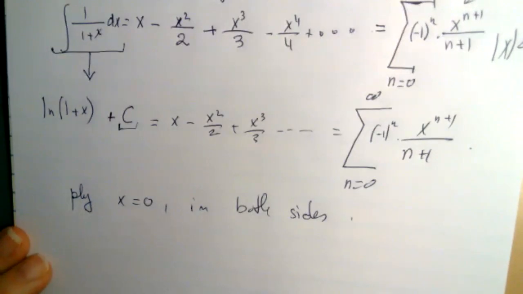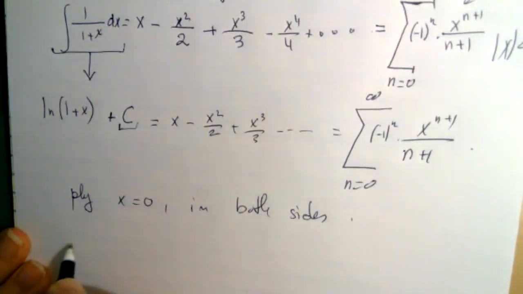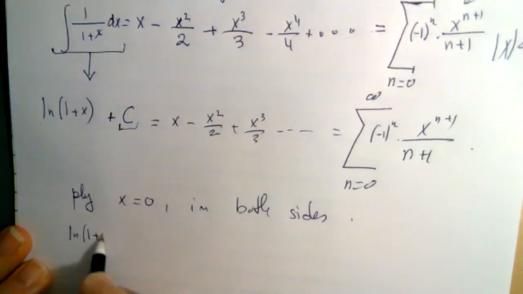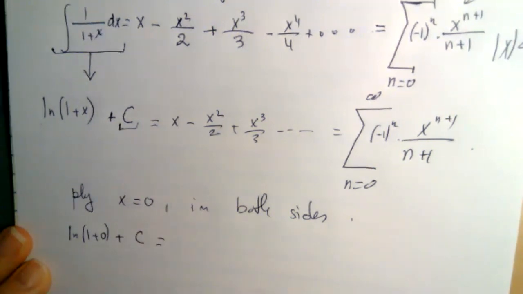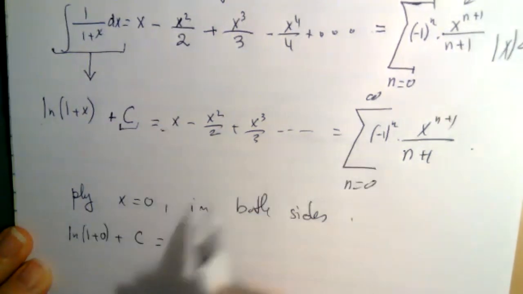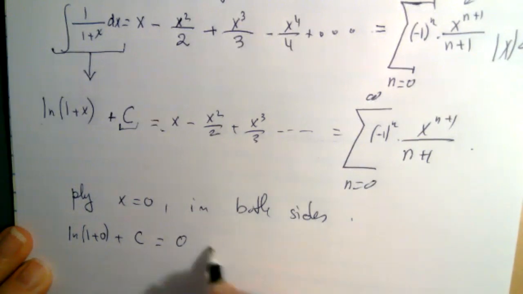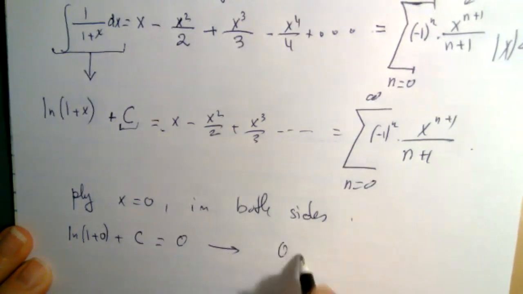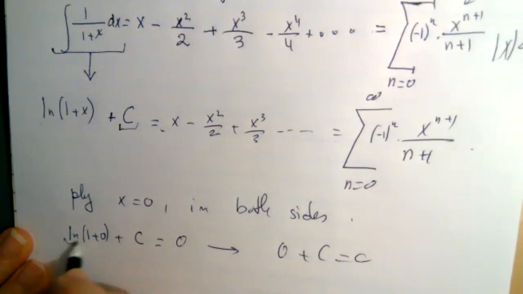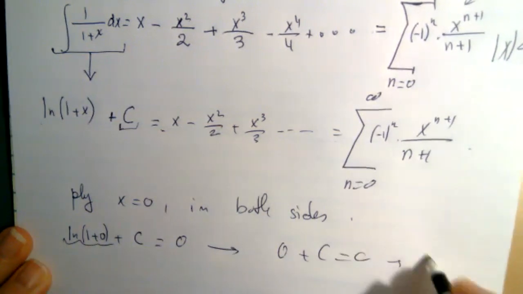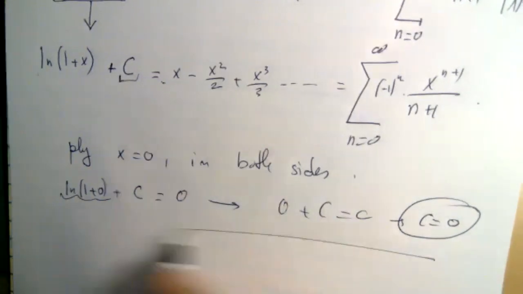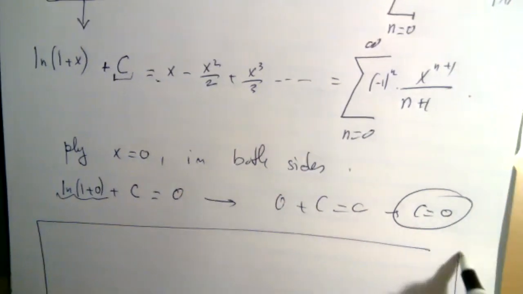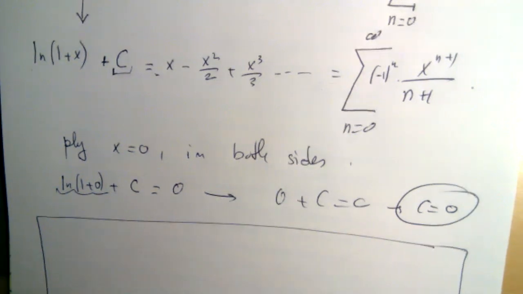And see if this will give me a c. If I plug x equal to 0, the first one will give me ln plus c equal... If I plug 0 here, I get 0. So this is going to give me 0 plus c equals 0 because ln of 1 is 0. It means my c is equal to 0. And with this in mind, I get the power series of ln of 1 plus x.